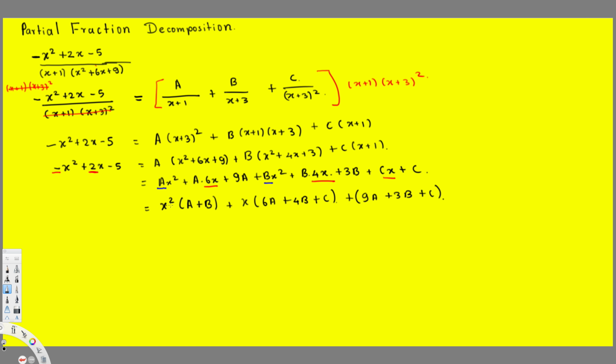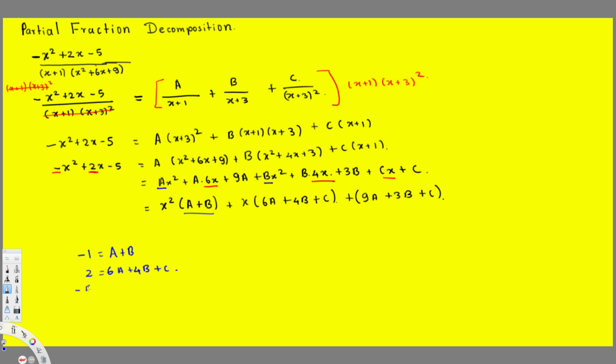So we have x square, x, and these values. In front of x square we have minus 1, so that's what I'm going to equate. Minus 1 is going to be equal to this a plus b right here. Then we look at what we have in front of x. We have 2 right here, and this is 6a plus 4b plus c. So 2 is equal to 6a plus 4b plus c. And the third one we have minus 5, and that's going to be equal to this whole thing.